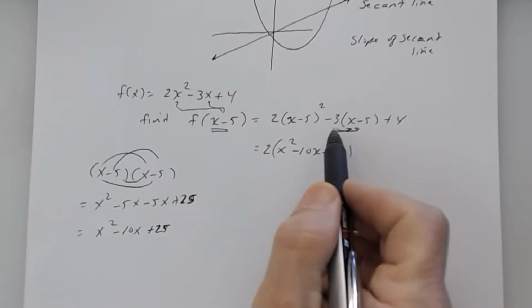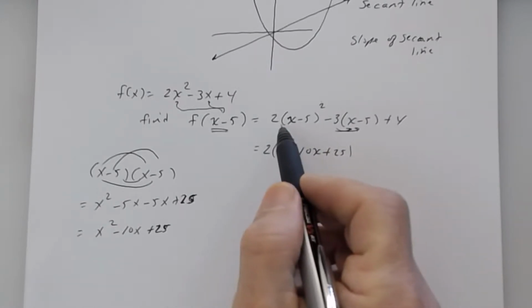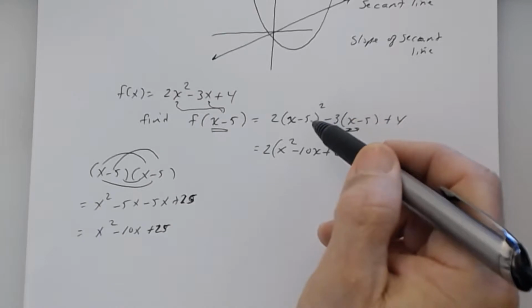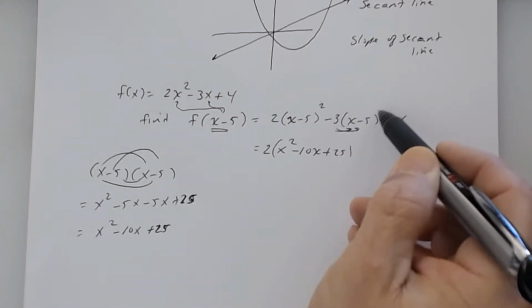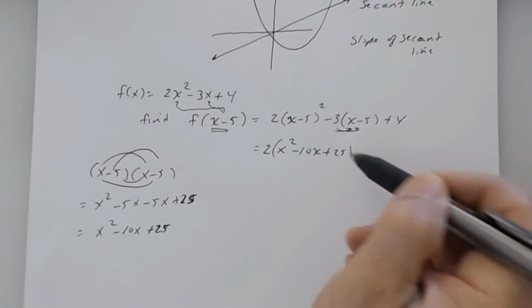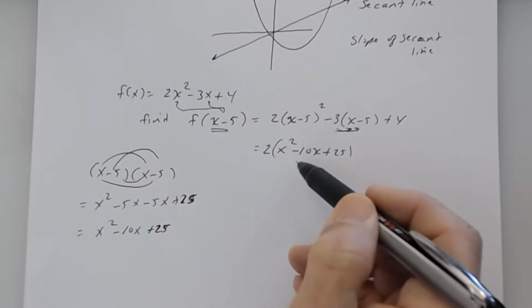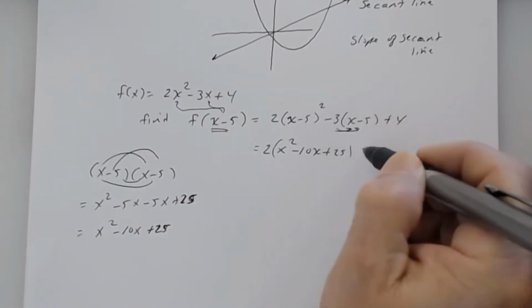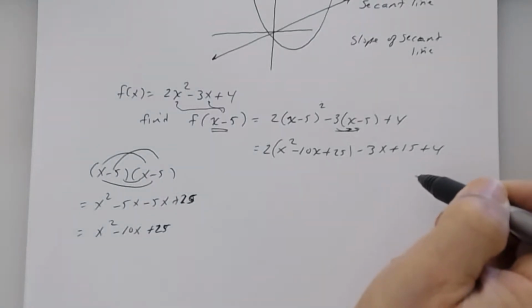So why is it you can distribute here, but you could not have done it here? Because the exponent here is 2. The only time you can distribute is if the exponent is a 1. See, that's a 1 right here. So here you can distribute. Now, could I distribute here now? Yes, because that exponent is a 1. All right, so that becomes minus 3x plus 15 plus 4.